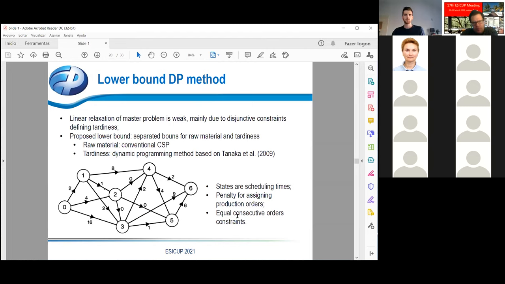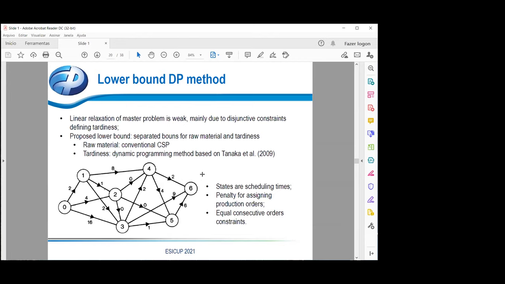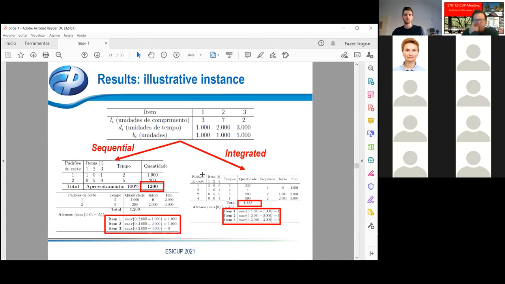Once we can assign more than once a single order and we are not constrained to assign all of them, it's just a lower bound, not a solution method. Then we'll show some of our results.